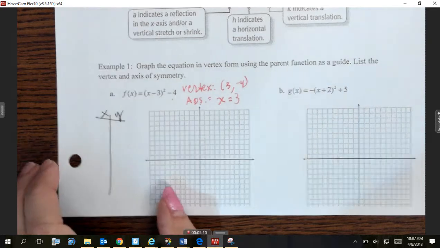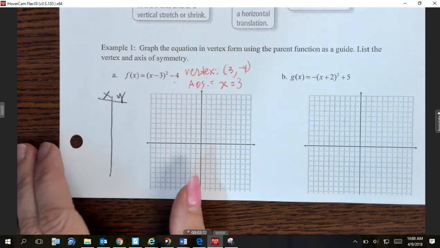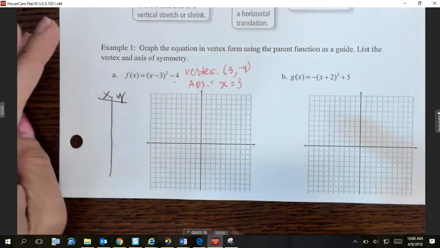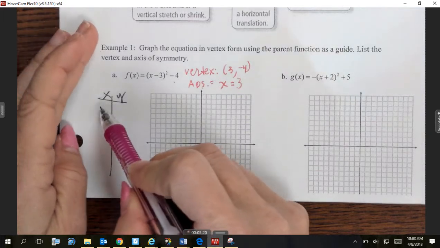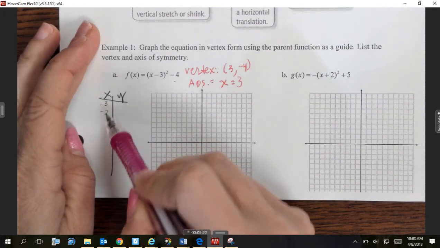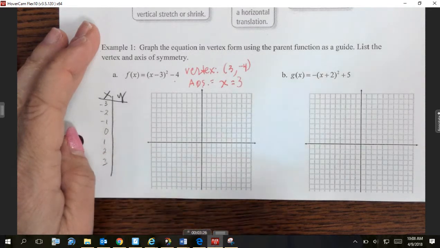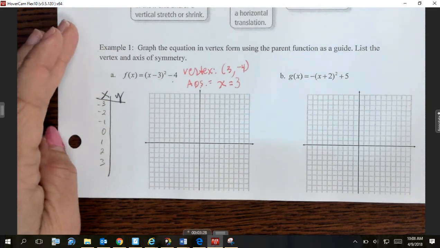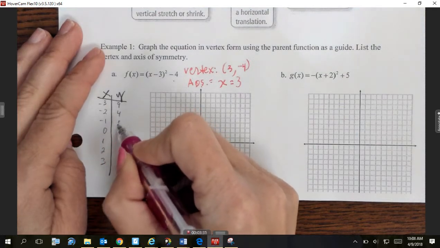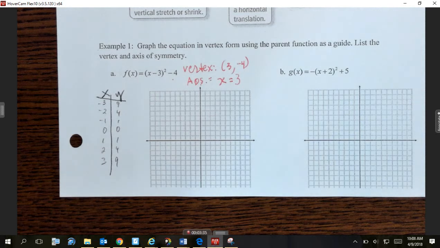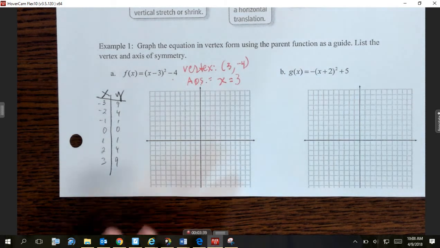To graph this, you have to know the parent function of y equals x squared. You need to know that. We did that in chapter 1. I'm going to write it up here. I just pick x values from negative 3 to positive 3, and then I square each of those. So it'll be 9, 4, 1, 0, 1, 4, 9. They're symmetrical around the vertex 0, 0. This is the parent function. I'm going to graph that so you can see it.